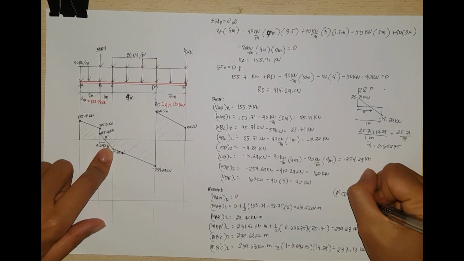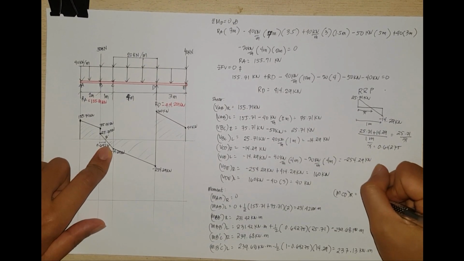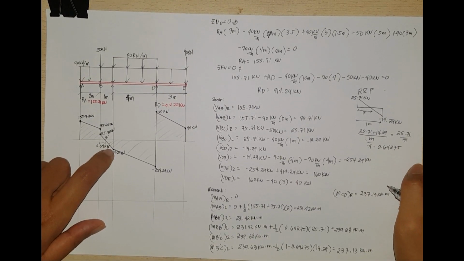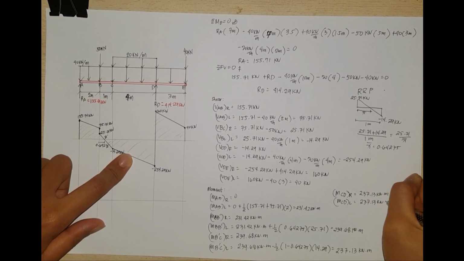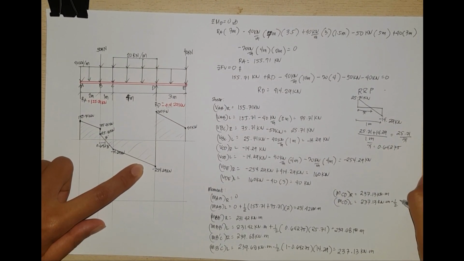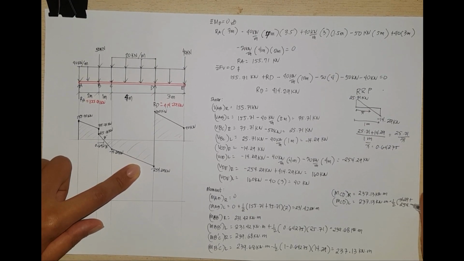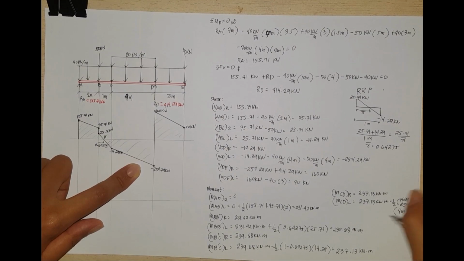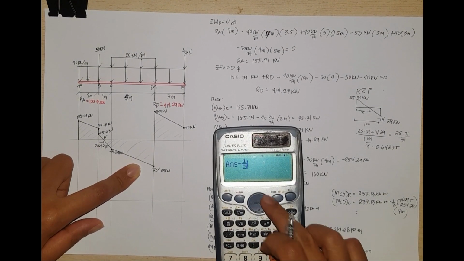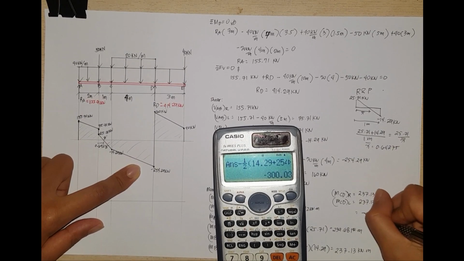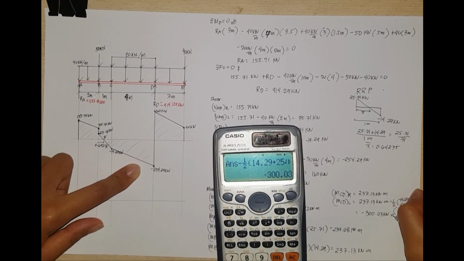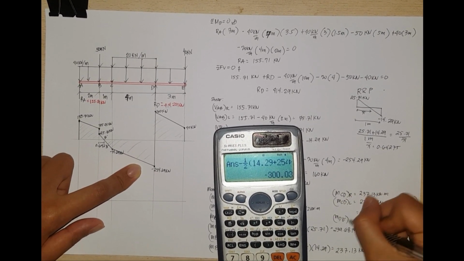And then we are done with BC prime, so now CD. We have CD left, right. So we have 237.13 kilonewton meter. Is there any moment? None. So it retains. And then moment at CD left. Is there any area in the shear diagram? We have minus, this is a trapezoid, so 1 half of 14.29 plus 254.29, and the length is 4 meters. So it is equal to minus 1 half of that, which is 300.03 kilonewton meter.